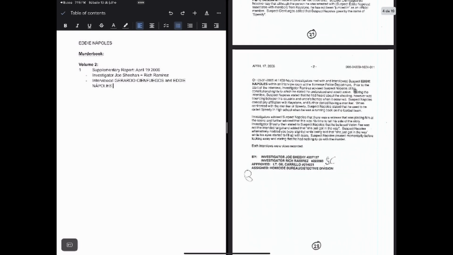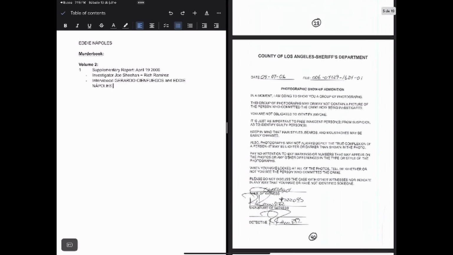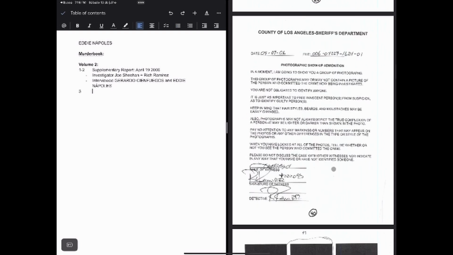Okay, and then moving on to the next document, which would be page 3. There's very little that we can do with this specific document, so we're just going to name it, as it says here at the top, photographic show of animation, and that's basically all you need to do with that document. There's nothing we can pull from it, there's nothing we really need from it.